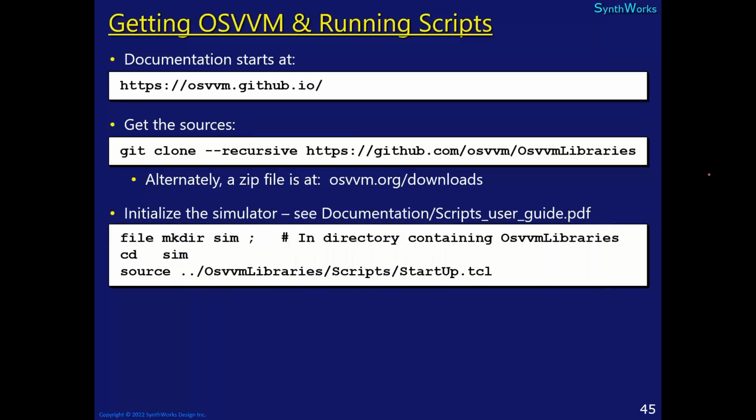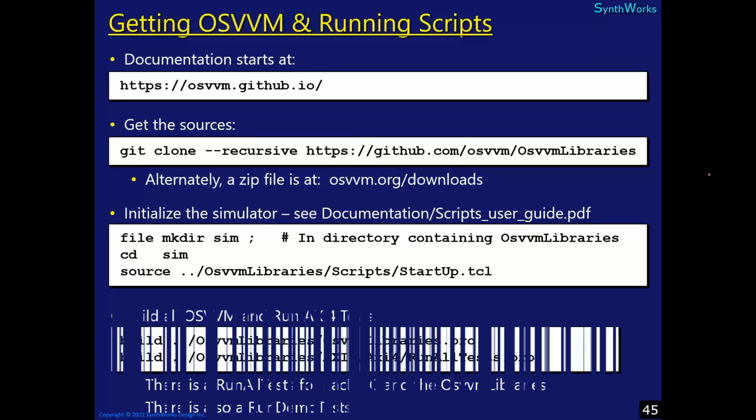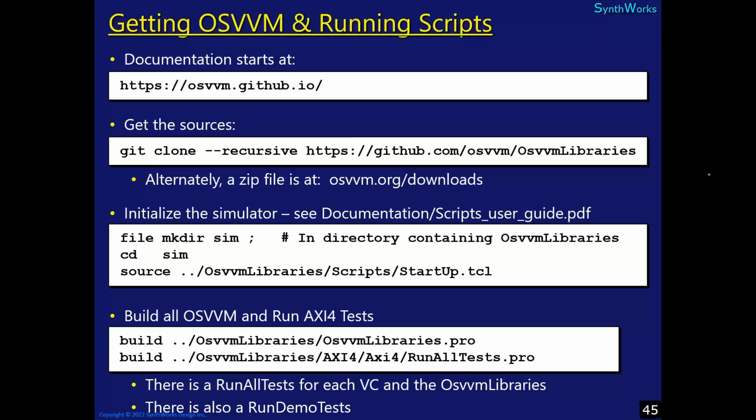If you start your simulator and go to the directory that contains the OS-VVM libraries, the first thing is, and I wanted to show that it's OS independent, so I figured I'd do it from the simulator. This is Tcl: file mkdir sim, then cd into sim, and then call the script you need to start up. This is good for Riviera-PRO and also the Siemens tools. For all the other simulators, see the Scripts User Guide PDF, and it'll walk you through how to start them up. It's a very, very small variation. ActiveHDL requires you, for example, to turn on Tcl mode first.